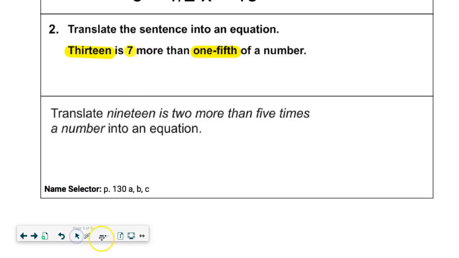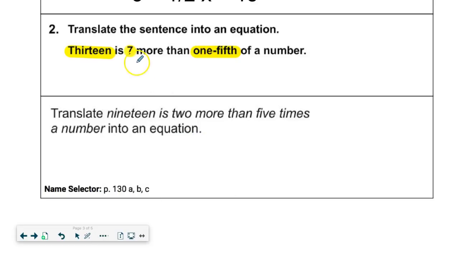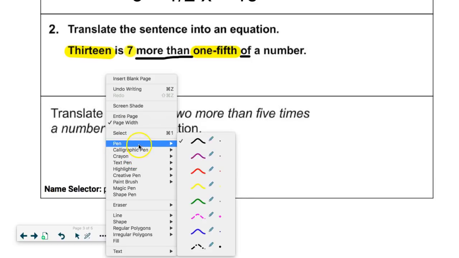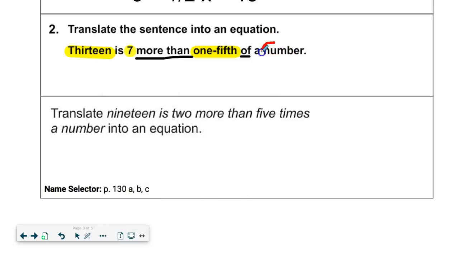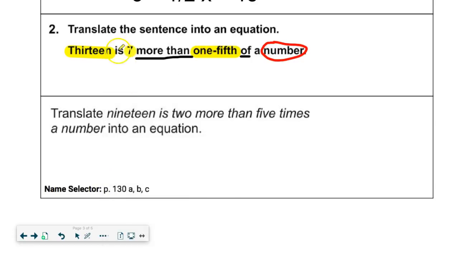Then I've got my operations. More than, of. Of means multiply. Now I'm looking for my variable. The number. Now I'm looking for my equal sign. Is. So again, for all intents and purposes, more than indicating addition, of indicating multiplication.